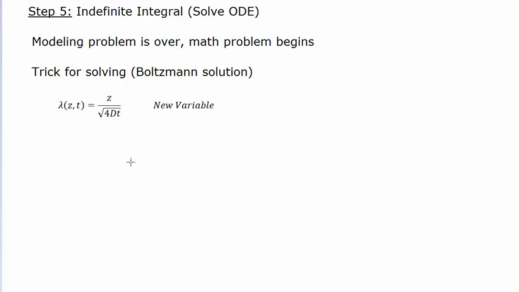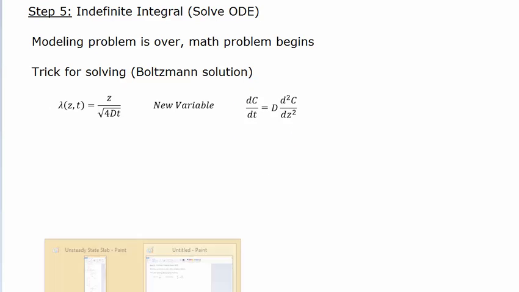But the trick is to introduce a new variable that we're going to call lambda, and it's going to be z over the square root of 4 dt. Again, this is going to seem completely arbitrary where this came from, but it's the only substitution that makes things work out. So we're going to be trying to incorporate this new variable into our existing differential equation.